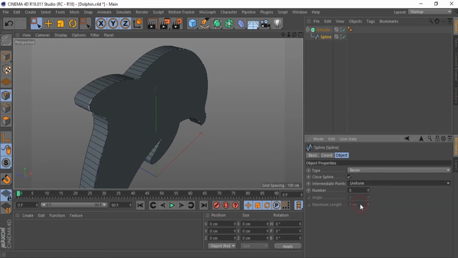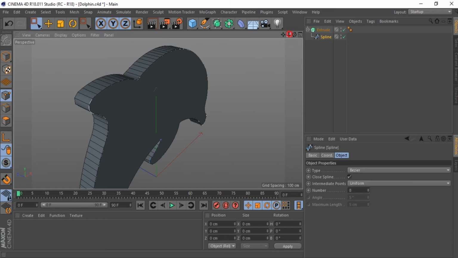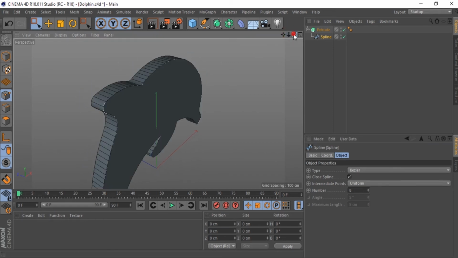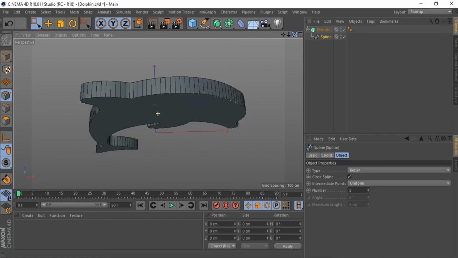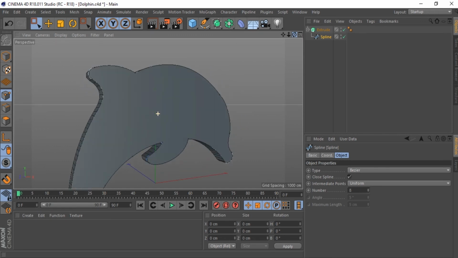The uniform interpolation subdivides the spline, so that the distance between any two consecutive points, as measured along the spline curvature, is constant.